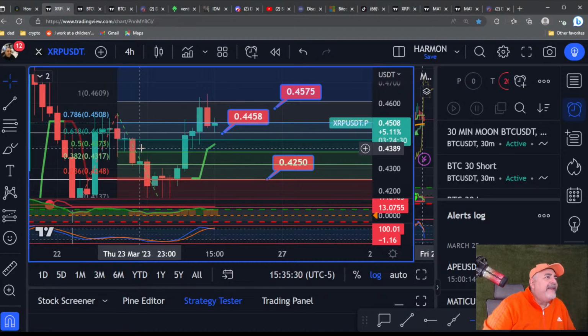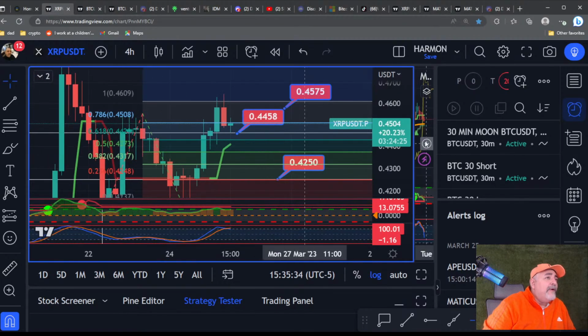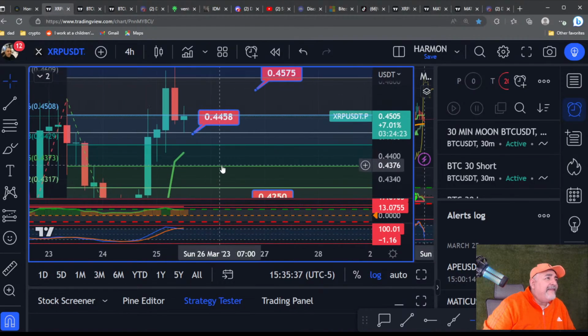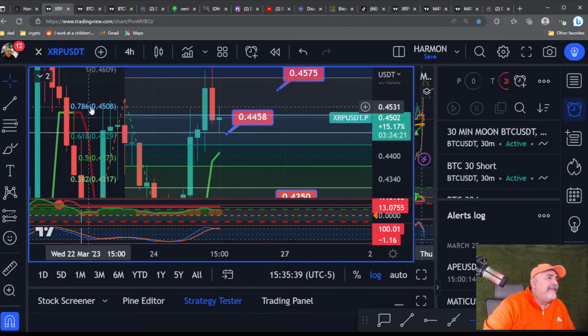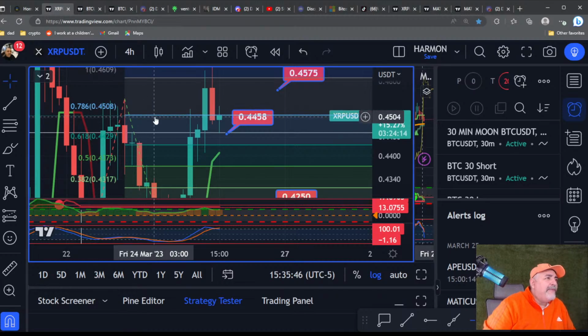Now, we're fighting an area right here. We're in between the 618 and the 786. And the one thing to remember about the 786, guys, is that the 786 is the hardest crypto Fibonacci line to break in trading, in crypto, and everything, right?